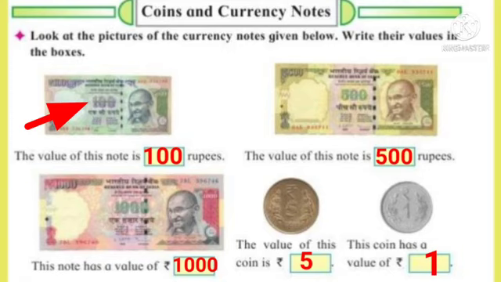100 rupees. The value of this note is 100 rupees. 500 rupees. The value of this note is 500 rupees. 1000 rupees. This note has a value of rupees 1000. The value of this coin is rupees 5. This coin has a value of rupee 1.